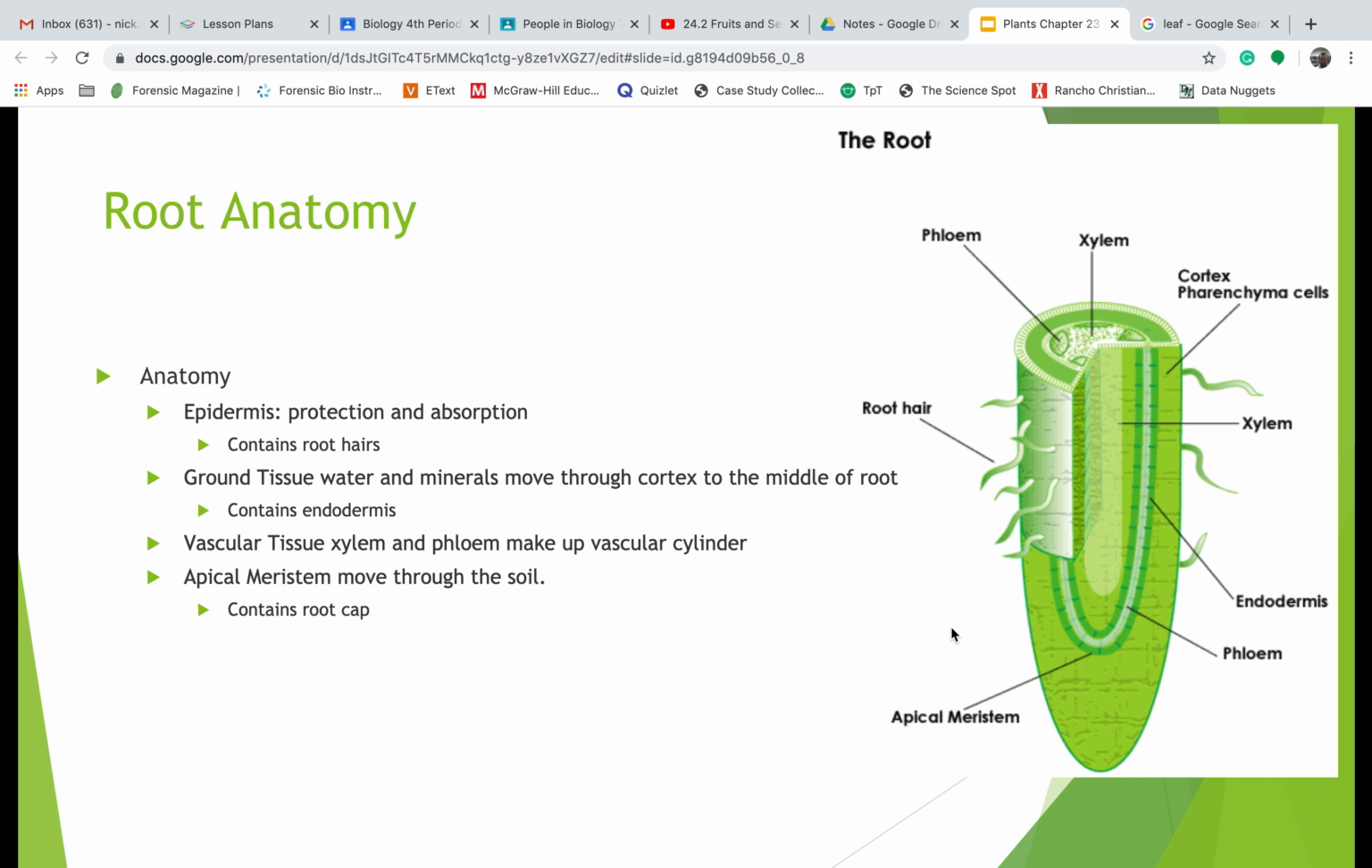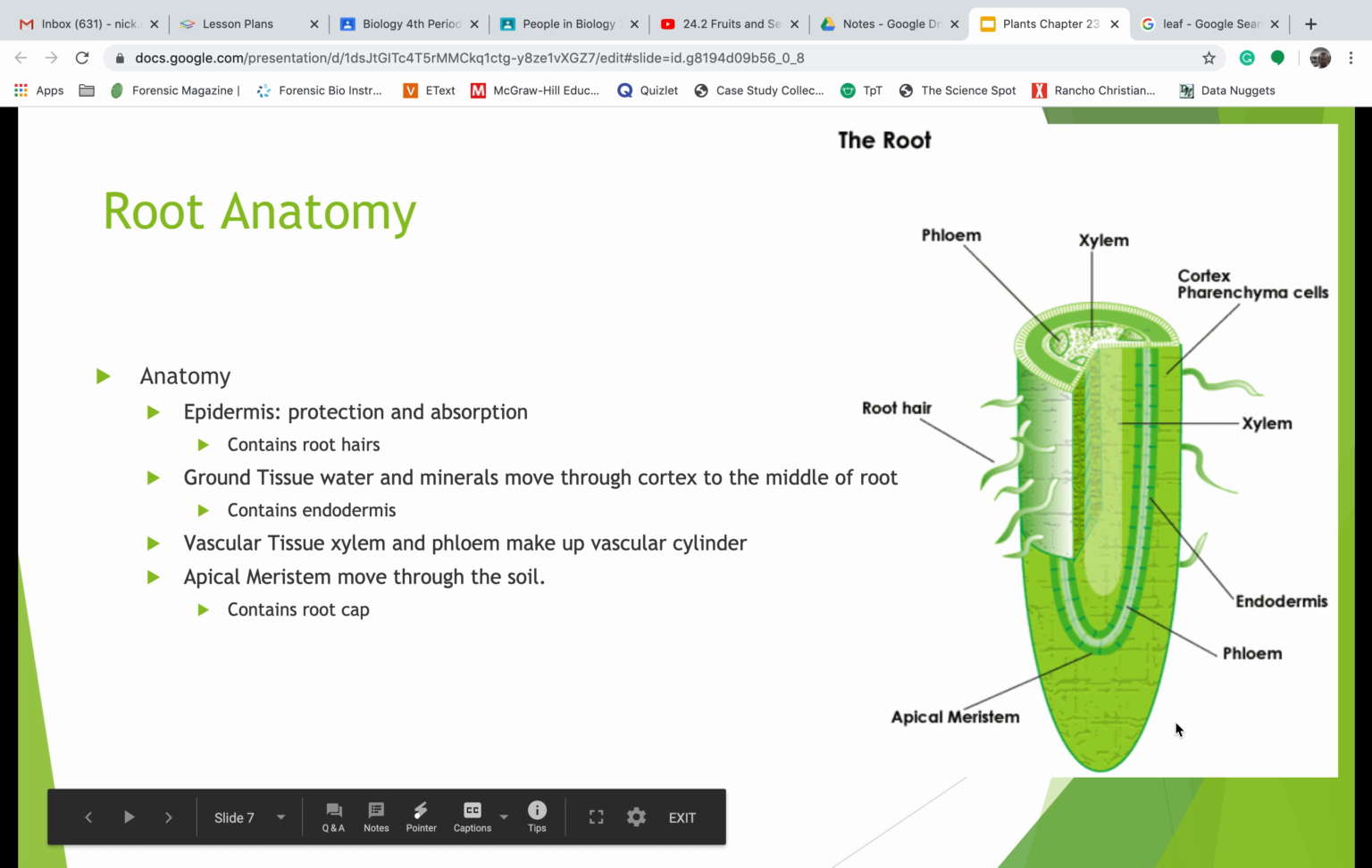The vascular tissue is going to be on the inside, in the middle here. If you look at the top, you can see it best. The phloem here, that's vascular tissue. Remember, that's going to transport nutrients. And then the xylem being here in the middle, that's going to transport water. So those are going to run through the middle of the root and up all the way through and into the leaves.